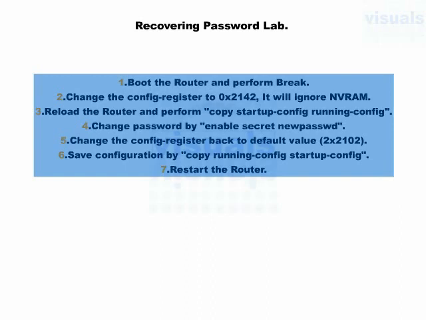For PuTTY, the function is the same. While restarting the router, press Ctrl plus Break, and you'll go to ROM monitor mode. But for TeraTerm, you have to press Alt plus B. If you press Alt plus B while restarting the router, TeraTerm will bring up ROM monitor mode in front of you. After getting that mode, we have to change the configuration register to 0x2142. What will this do?